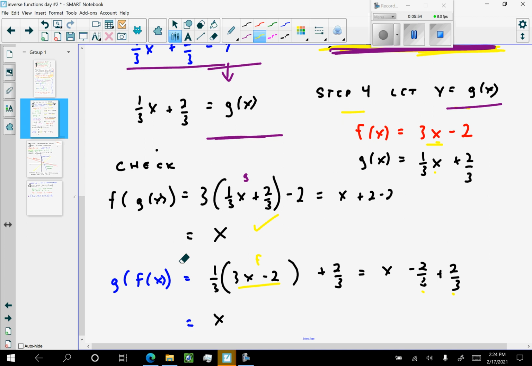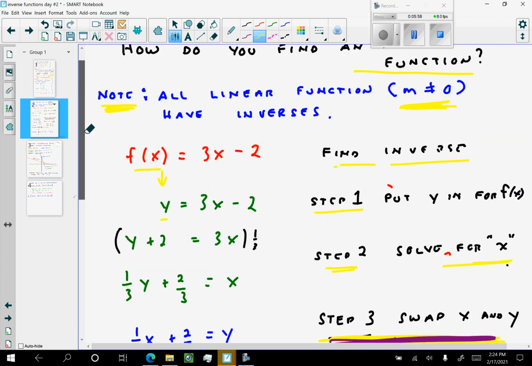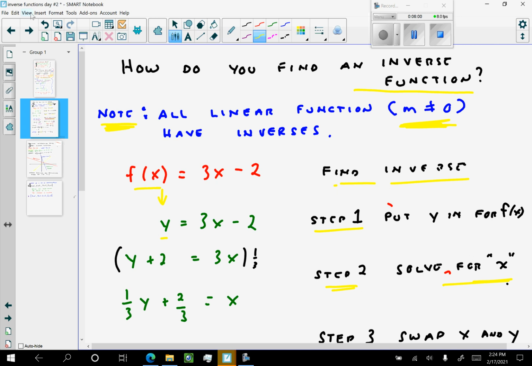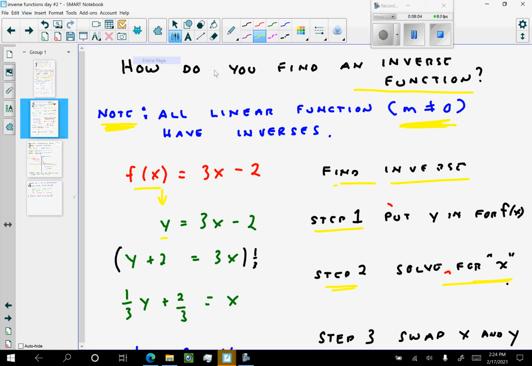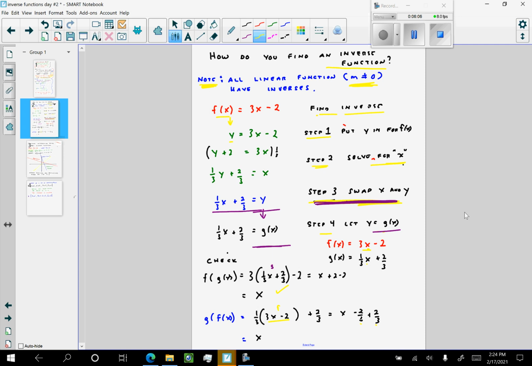Good deal. So I found the inverse of a function. Easy peasy. Everybody should be able to do that. Zoom out on this page. Take a picture if you want. Zoom out to the entire page. Take a picture of the page if you want. These are very important steps. You can do it. Don't tell me you can't.